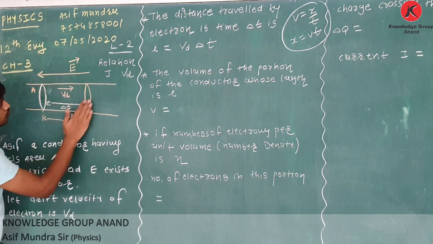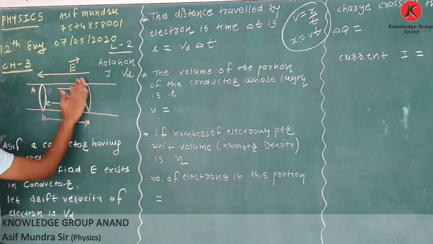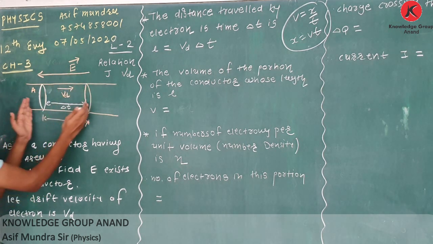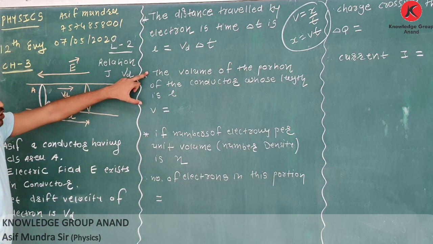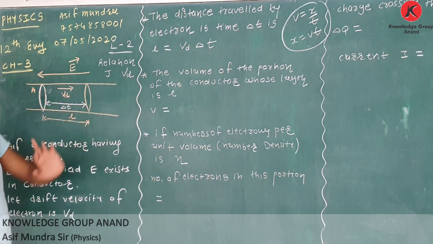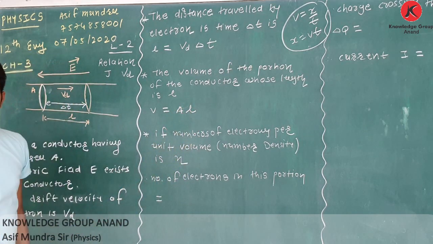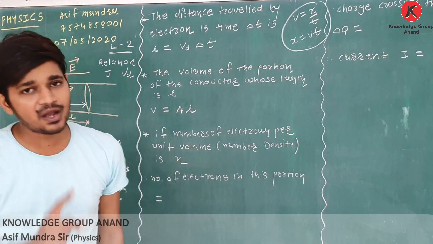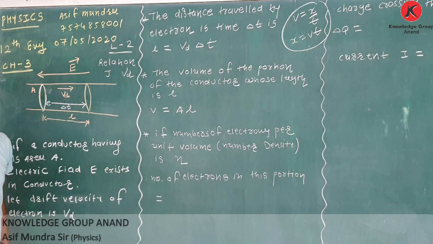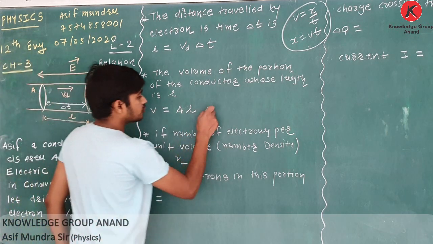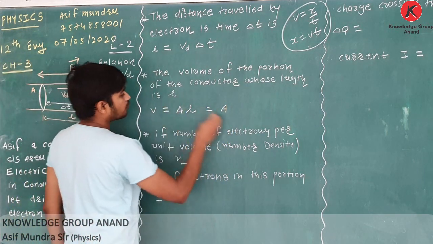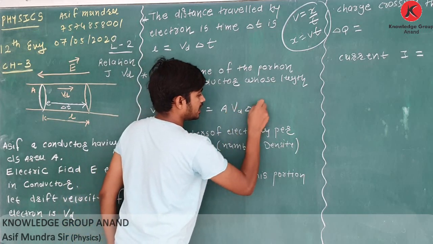Now electron is moving from this cross-sectional area to this cross-sectional area in time delta t. So what is volume of this portion between these two cross-sectional areas? Volume of portion of the conductor whose length is L. You know this equation, volume is equal to cross-sectional area into length. So V is equal to A. What is value of L? It is Vd delta t.